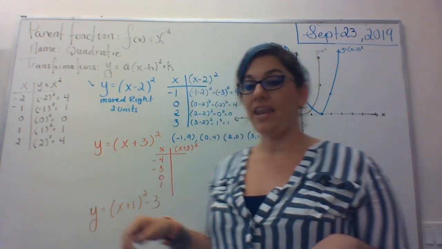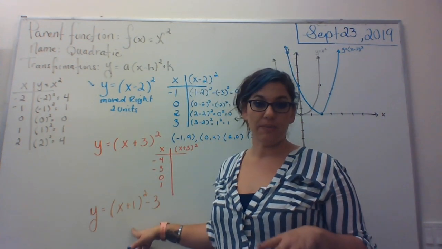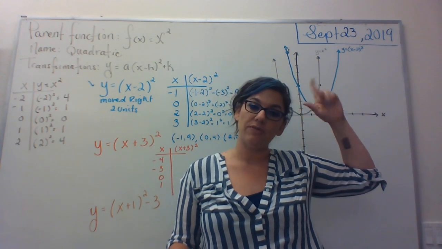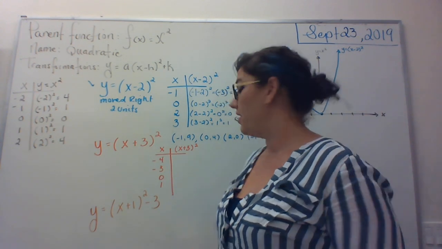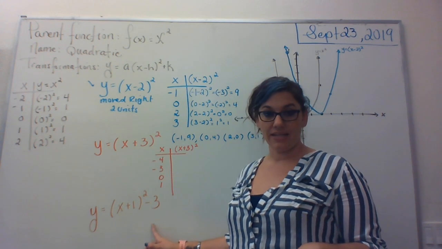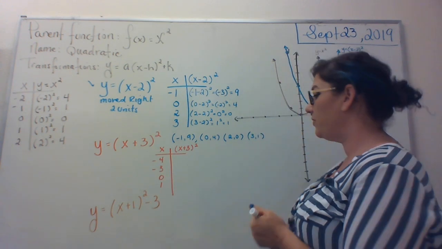Okay, we're going to go ahead and group two transformations together and really see what changes from this parent function that we have up here. So what I've included is an h and a k, and we're going to go ahead and do the work for that.